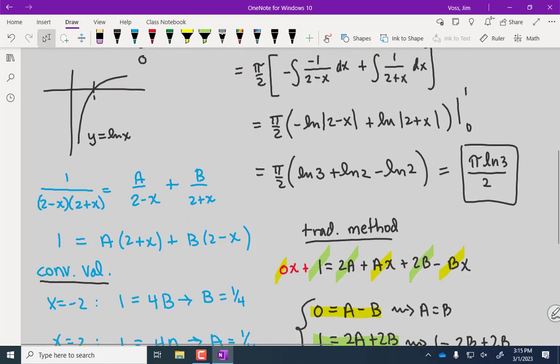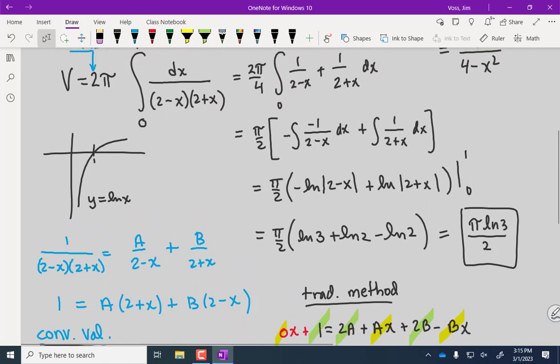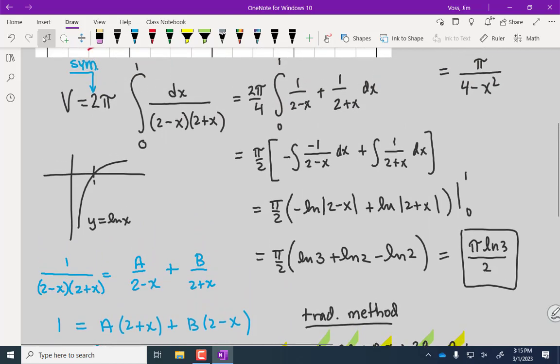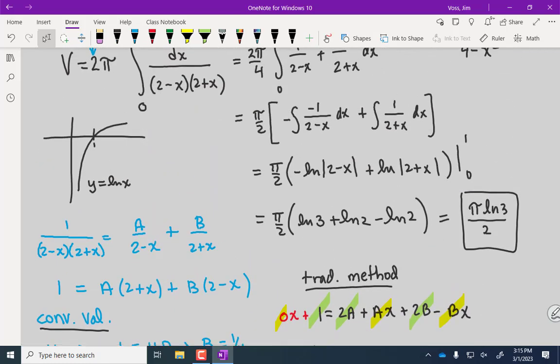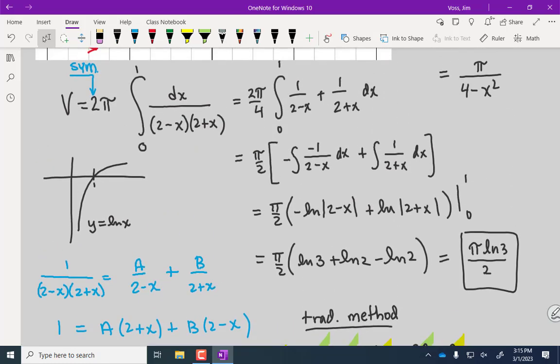Any part of the integral steps that you're not sure about? I was wondering, so that 4 there and the 2 pi over 4, that came from the 1/4. Exactly. The a and the b are both equal to 1/4. So those are in the numerator right here, and you can just factor that out to the front because they both have that same numerator of 1/4.